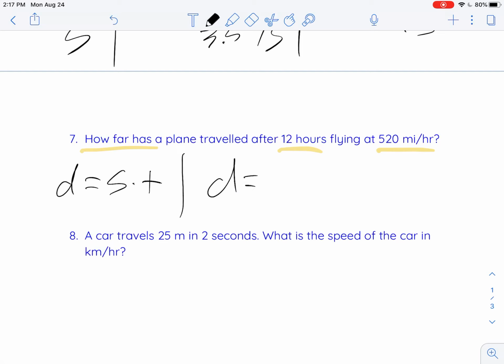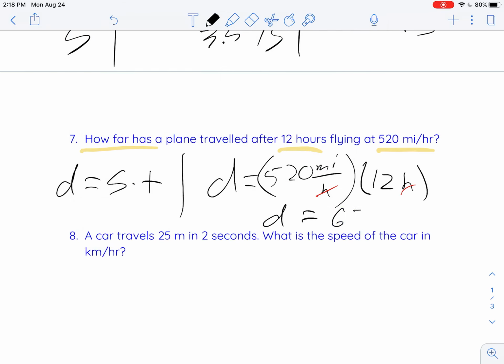So that's step 1. Step 2, plug in my speed, and that's 520 miles an hour times my time of 12 hours. Notice when I do this, I have units of hours in the denominator here, but it's in the numerator up here, so that's why those hour units factor out. So I just take my 520 and multiply that by 12, and that's going to give me my answer. I get 6240 and my units of miles.